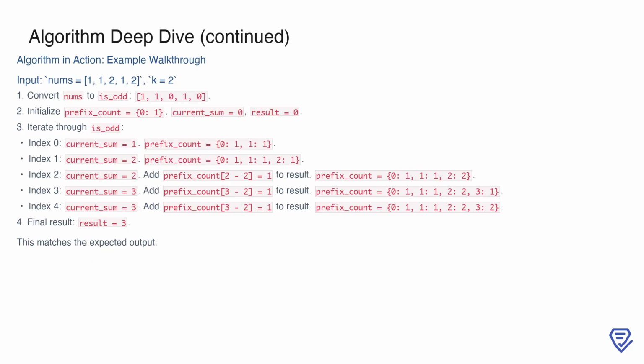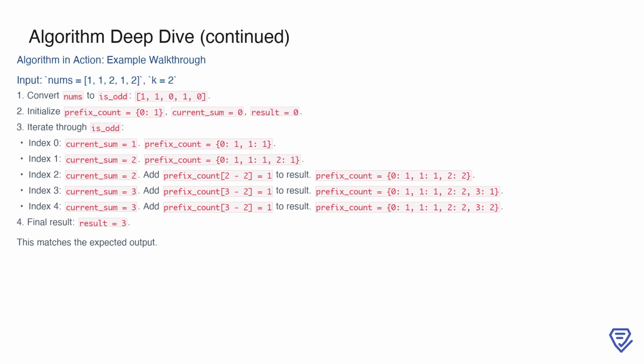At index 2, current_sum remains 2. Here, we find that prefix_count[2 - 2] equals 1, so we add 1 to our result. The hash map updates to {0: 1, 1: 1, 2: 2}. At index 3, current_sum becomes 3. Again, prefix_count[3 - 2] equals 1, so we add another 1 to the result, and the hash map updates to {0: 1, 1: 1, 2: 2, 3: 1}.